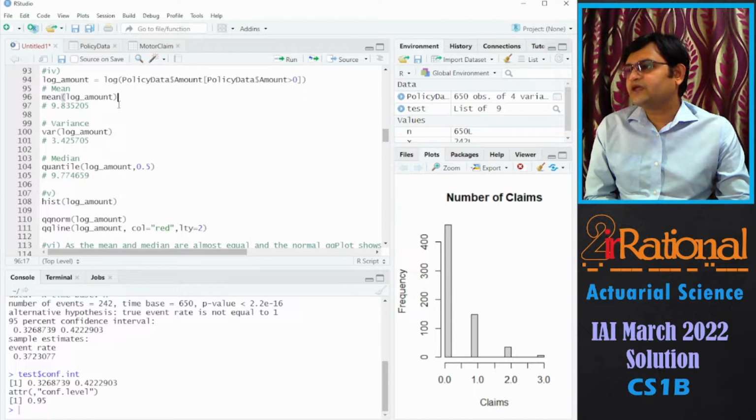And then the mean of that is going to be 9.835 and the variance is going to be 0.345. Median is 9.77. Median is going to be nothing but the quantile where probability is going to be 0.5.